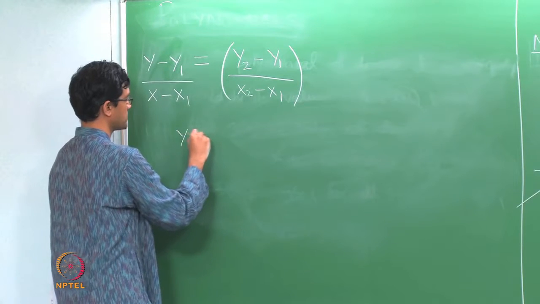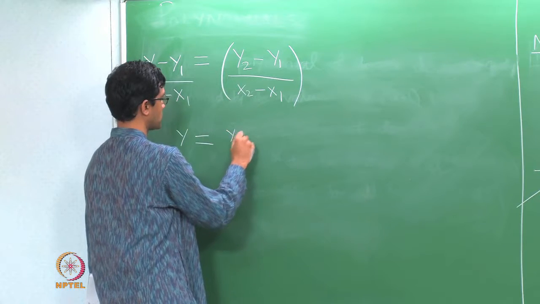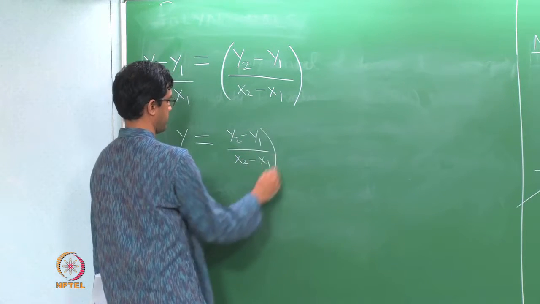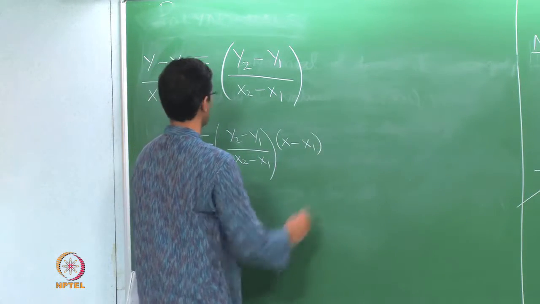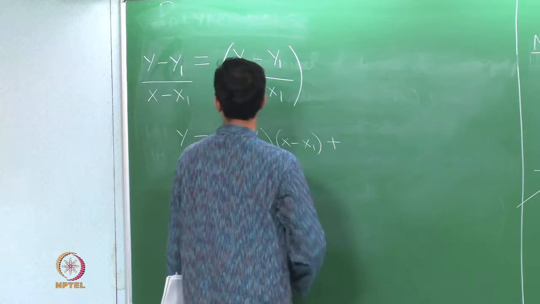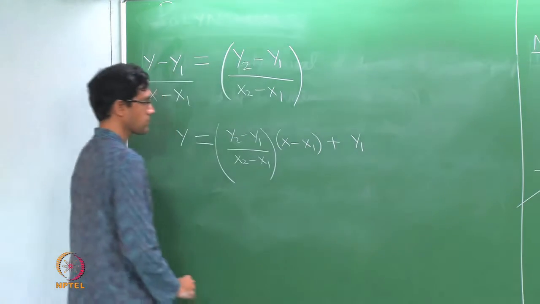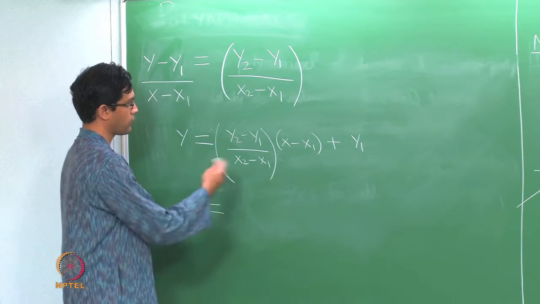So I'm going to simplify this. So I'm going to get (y2 minus y1) times (x minus x1) plus, what do I get, plus y1. Okay, so I'm going to rewrite this once more in the following form.